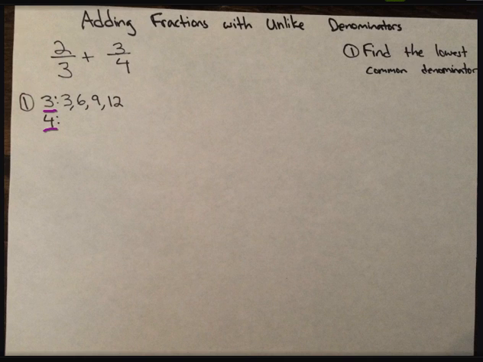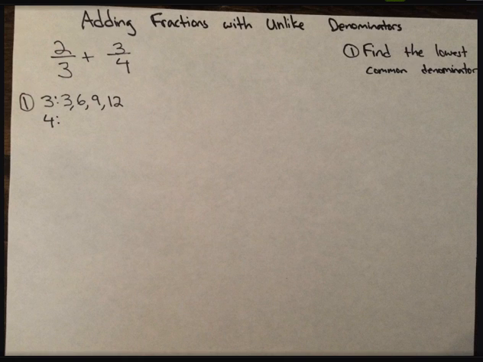We then choose one of these numbers and we start finding the multiples of that number. While we're finding the multiples of that number, we're thinking, are any of these multiples also a multiple of the other number? So for example, I'll start with 3. I'm going to skip count by 3 and see if any of the digits are a multiple of 4.